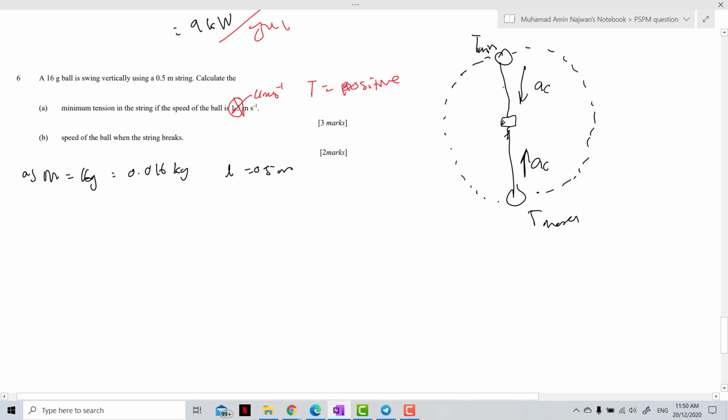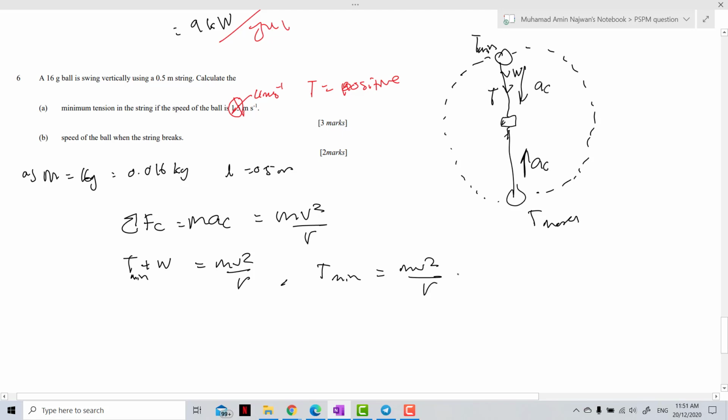Okay, if everyone knows why the minimum tension is at the top, you have tension here and also weight over there. So for the minimum tension, summation of Fc equals mac, which is equal to mv square over r. Looking at the total force, you have tension plus weight equals mv square over r, which is your minimum tension. So, minimum tension T is equal to mv square over r minus mg.